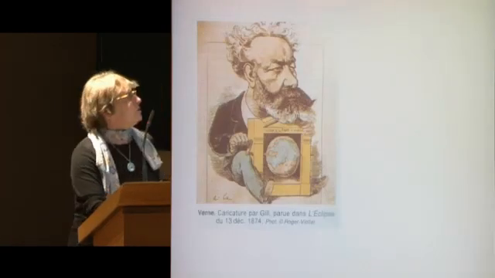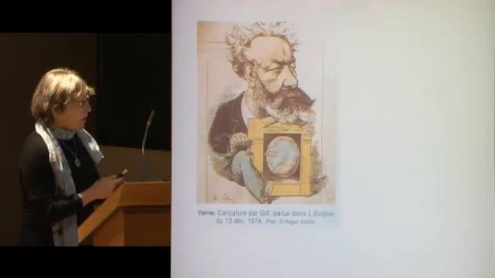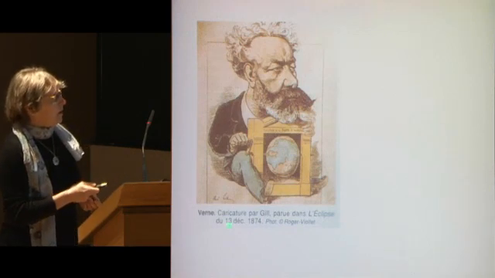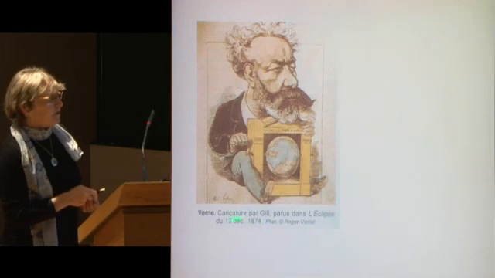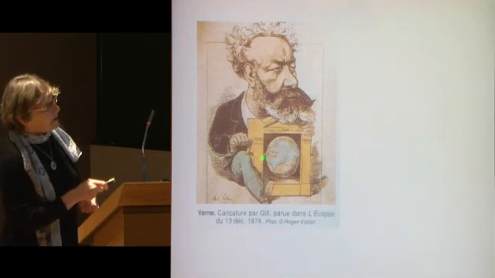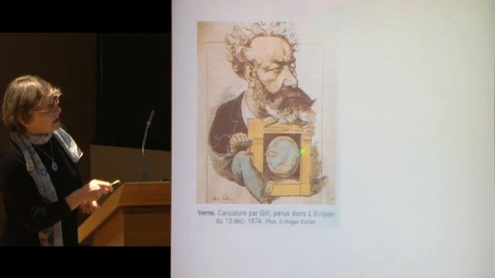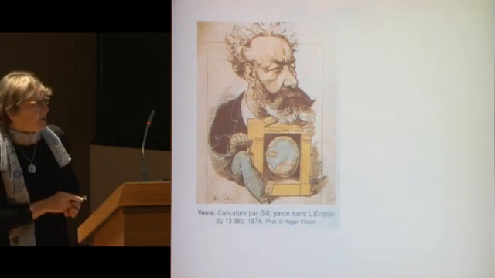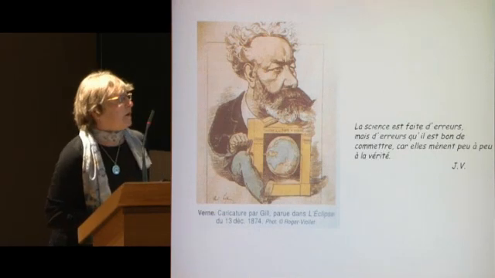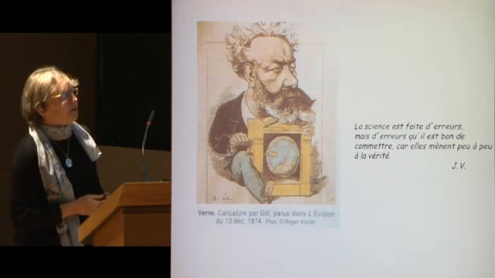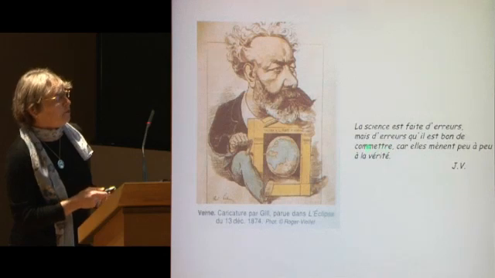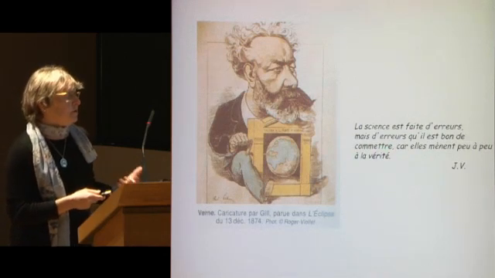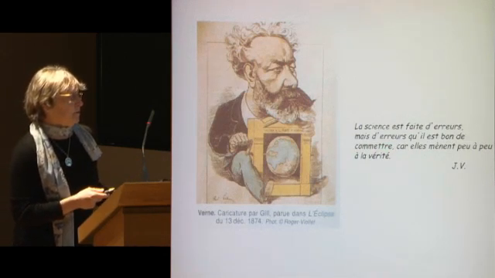So, my conclusion is this plot showing that Jules Verne, more than 100 years ago, had anticipated that the GM axis was a really important axis. So, it's in French. Science is made of errors, but these errors are useful because they lead slowly and slowly to what is true. Thank you.